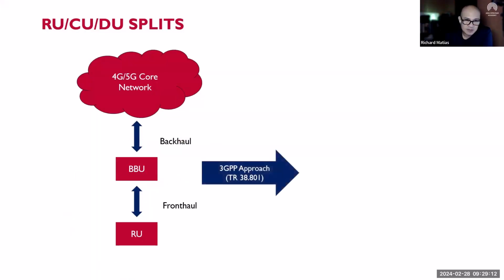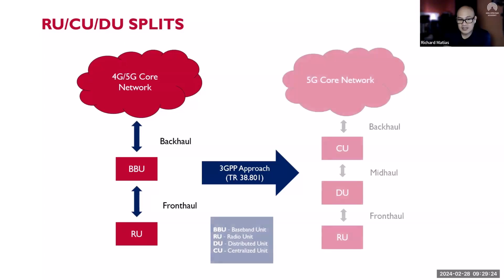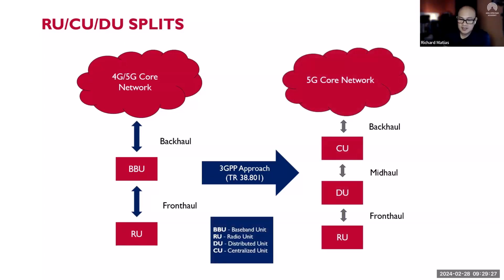Now, in the 3GPP approach, this is a standard proposed by 3GPP. We call it the technical reference, or the TR 38.801. In this technical reference, there is a proposal from 3GPP that we separate the functionality of the BBU into a centralized unit and a distributed unit. Moving from this architecture to this architecture will also introduce a new interface called the midhaul.